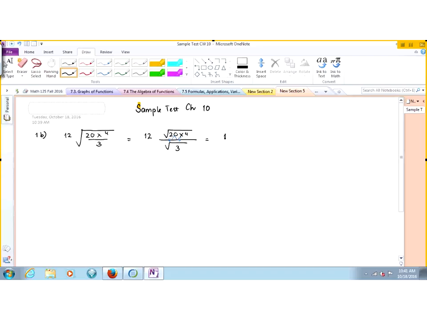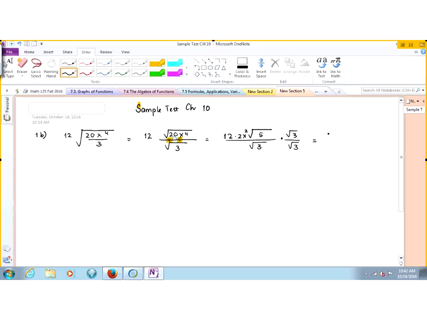X squared, right? So this is 12 times, the 4 gets out, so this is 4 times 5. The 4 gets out, it becomes what? 2. And what is left inside? The x to the 4 gets out, it becomes x squared. So what is left inside? 5. Divided by square root of 3, yes. Now, do we have to rationalize? How? Multiply by square root of 3 over square root of 3. Or you can rationalize first, actually.